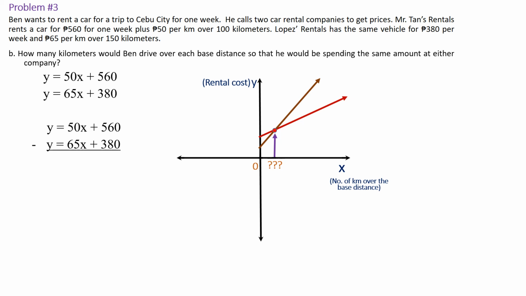So y minus y is 0, and 50 minus 65 is negative 15, and 560 minus 380 is 180. Now we have one equation, and we can now transpose the negative 15x. Then we divide both by 15, so x is 12 kilometers. That means Ben drives 12 kilometers over the base distance for each car, so that it will be the same amount, or the same rental cost, for both Mr. Tan and Mr. Lopez.